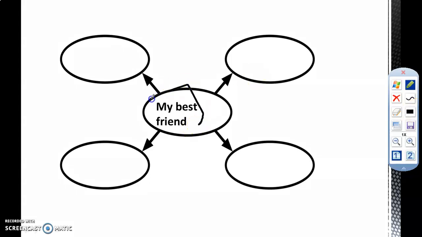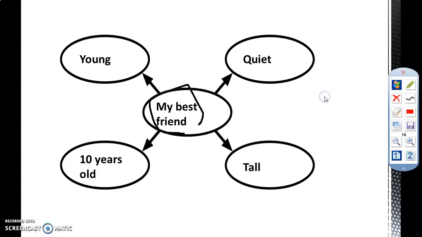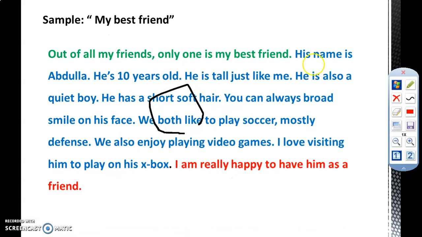Okay, what I do, for example, my best friend, I can say how he is or how she is. She is quite young. He is 10 years old. He is tall. He likes action movies. He plays soccer. Whatever you want to write about your friend, you can write it. You can brainstorm it. Okay. So that is how you brainstorm topics. So when you finish brainstorming, now you start writing.